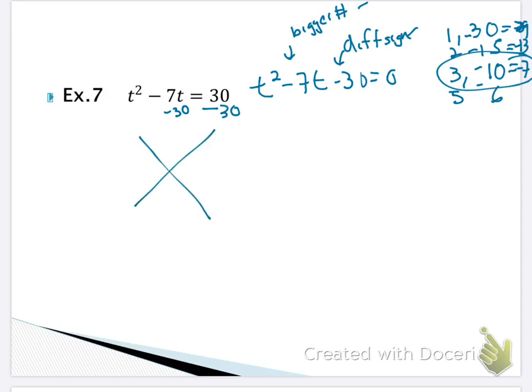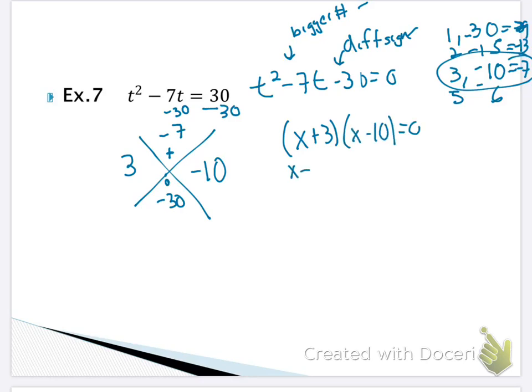So over here, adds to give me negative 7. Multiplies to give me negative 30. Well, that gives me 3 and negative 10. So I can write this out as x plus 3, x minus 10 equals 0.